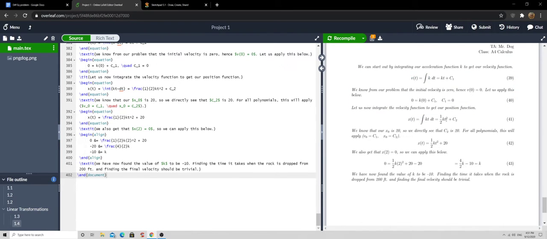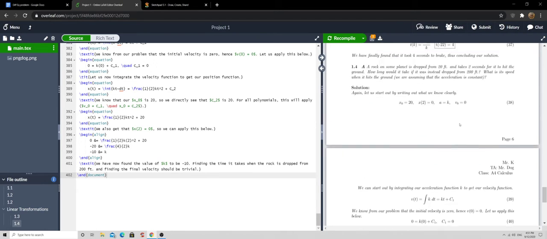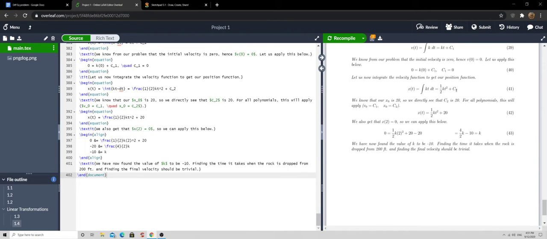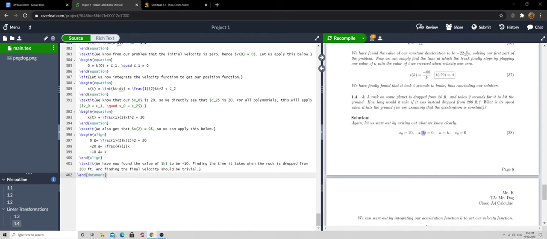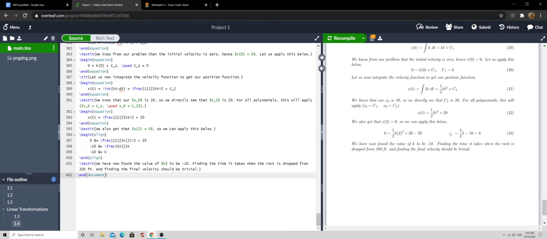Same process here. We took the integral of that to get our position function, and we got our initial position to be 20, so we already know that's C2 now. And here's our position function, which will be useful. We also got that at time equals 2, our height will be 0, right? That's when it hits the ground. So we can use that, and I got that k is minus 10.